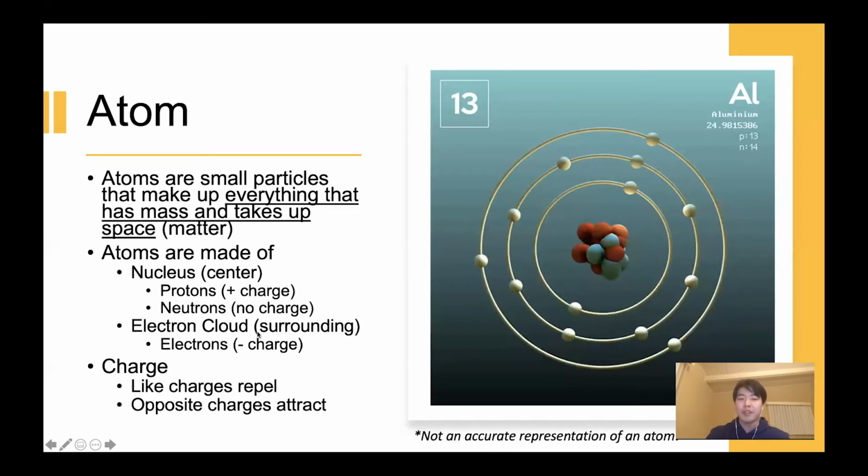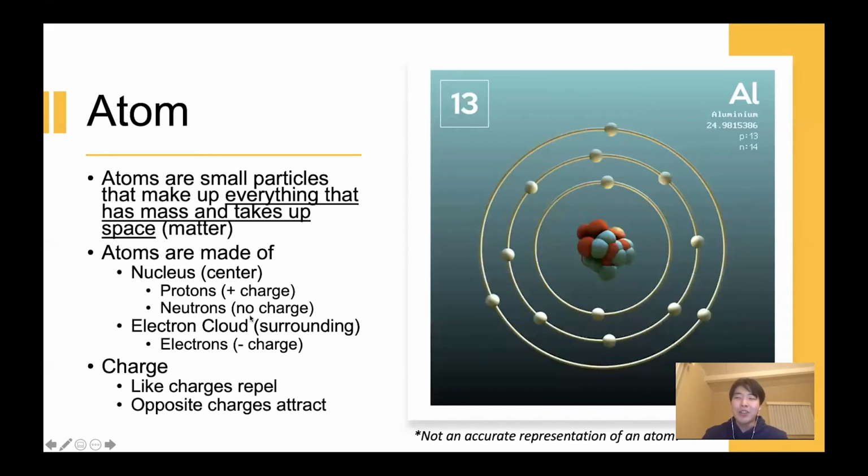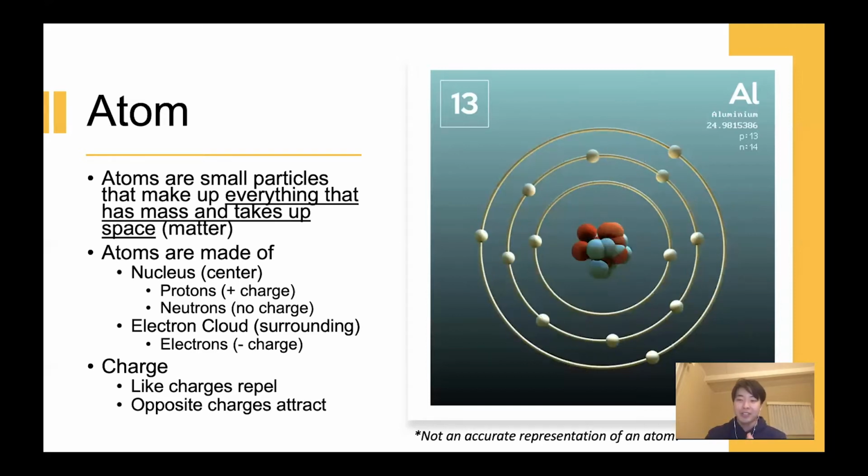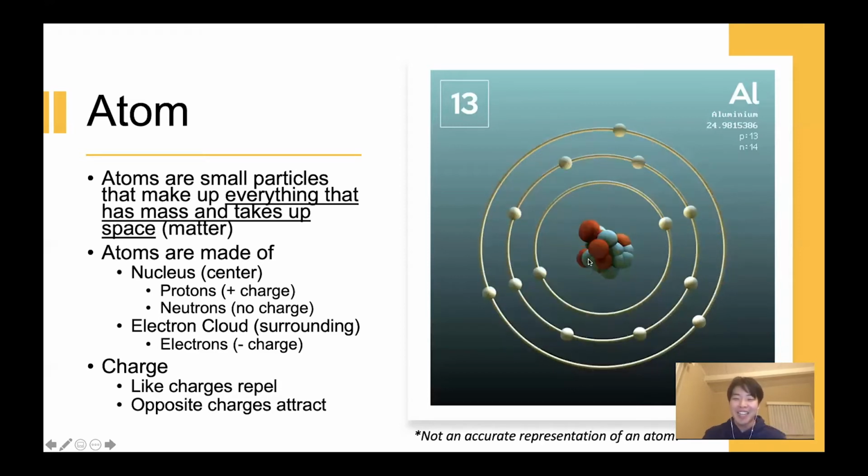The reason I'm talking about this is because, as you can see from these three particles, I added charge here. Protons have positive charge, electrons have negative charge, and neutrons don't really have a charge. Understanding what positive and negative mean does not really matter. The point here is that like charges tend to repel, and opposite charges attract. That's what you should know. By the way, this picture is not accurate, but it's a pretty good representation that gives you the idea of what atoms look like. It's not to scale at all.